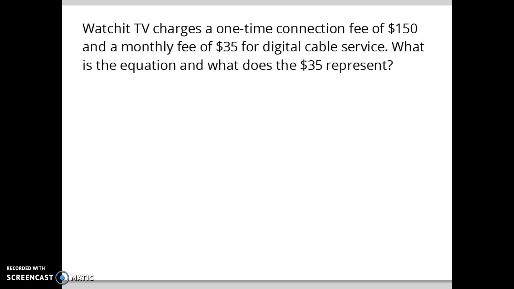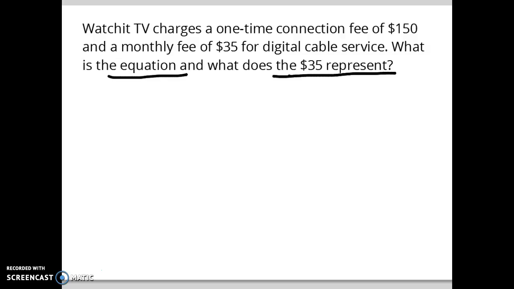Watch It TV charges a one-time connection fee of $150 and a monthly fee for digital cable service. What is the equation and what does the $35 represent? Well, let's figure this out. There's two things that this is looking for. It is looking for an equation and a description of the $35.